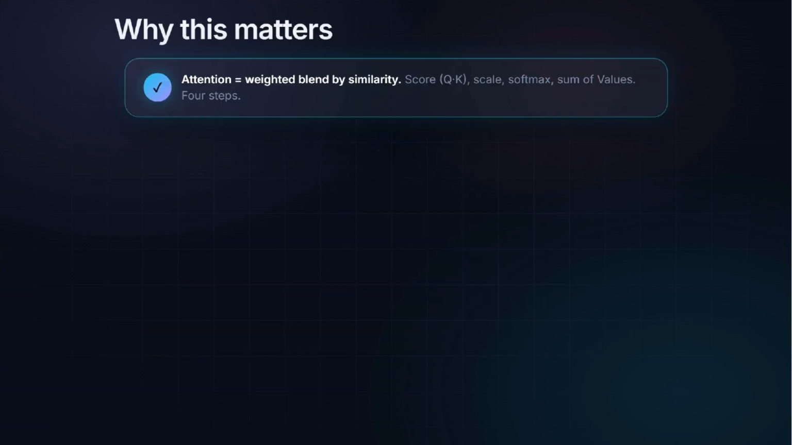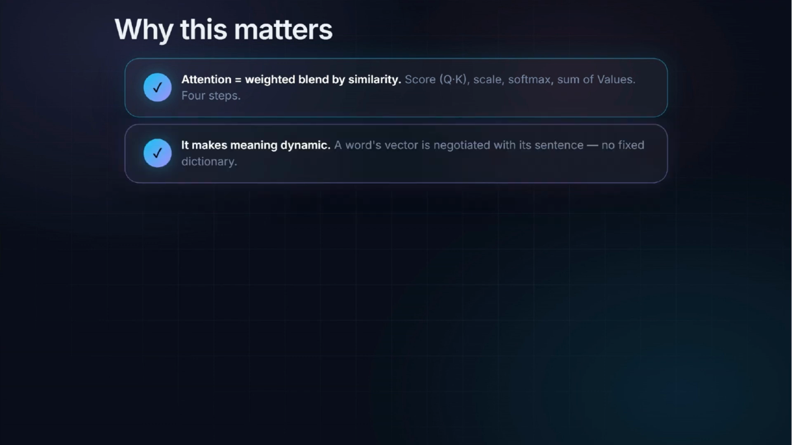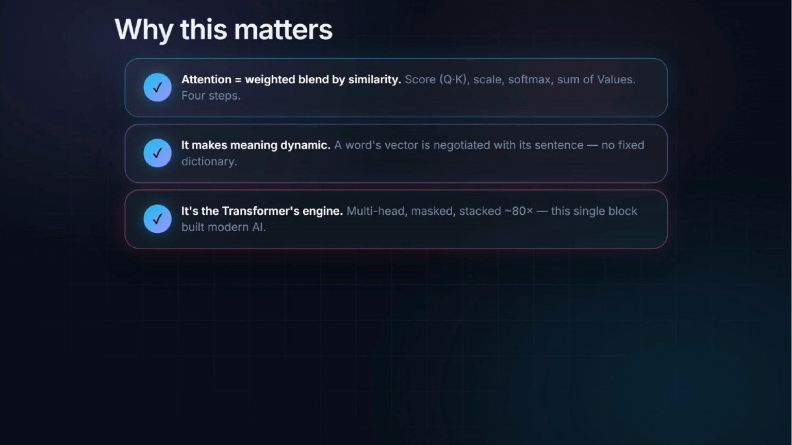Let's lock it in. 1. Attention is a weighted blend by similarity score with Q K, scale, softmax, then sum the values. 4 steps, nothing more. 2. It makes meaning dynamic. A word's vector is negotiated with its sentence every time, there's no fixed dictionary entry anymore. 3. This is the transformer's engine. Run it multi-headed, mask the future, stack it about 80 times, and you have the architecture behind every modern language model.